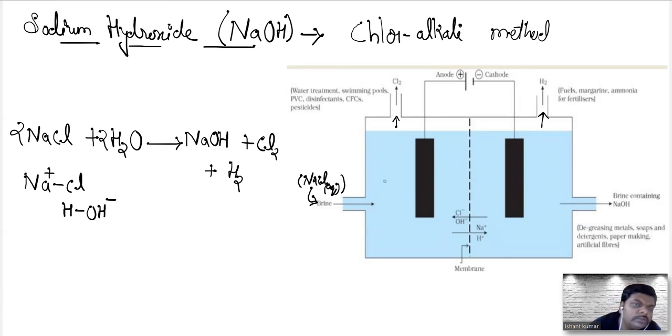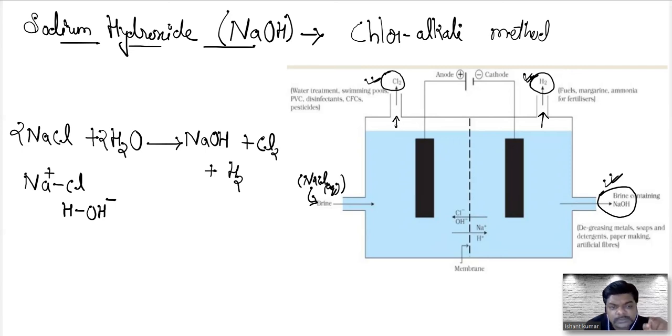So what are the uses of the substances which we are getting here? You can see that chlorine is obtained, hydrogen gas is obtained, and NaOH is also obtained by using NaCl. So here the raw material is NaCl, and we are preparing chlorine gas, hydrogen gas, and NaOH, that is sodium hydroxide, a base.